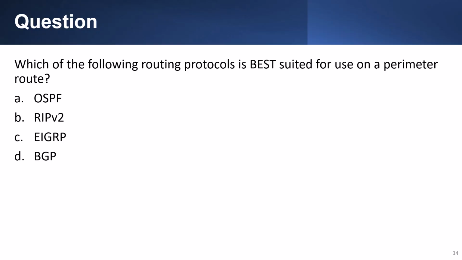Question: which of the following routing protocols is best suited for use on a perimeter router? Answer: BGP.